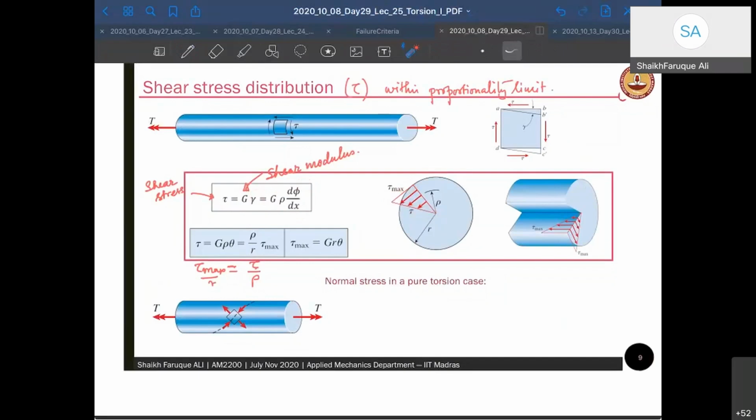Okay, right? So at any location which is rho from the center, it is going to be G rho d phi by dx, and tau max is going to be G r d phi by dx, which is theta. Okay, so this is a relationship that is very important for us to remember. Tau max by r is equal to tau by rho. Okay, so same thing, you can write tau max by tau is equal to r by rho.